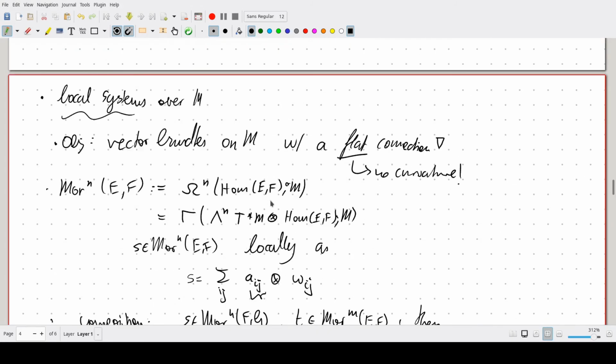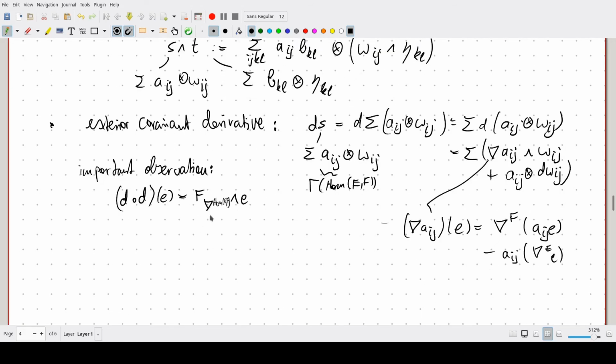However, note that since we're working with flat connections here, this induced connection on the Hom bundle has actually no curvature, so this is zero, meaning that the d indeed squares to zero. Furthermore, we can show that because the connection and the exterior derivative both satisfy the Leibniz rule, our exterior covariant derivative also satisfies the Leibniz rule. So all in all, the category of local systems on a manifold M indeed is a DG category.